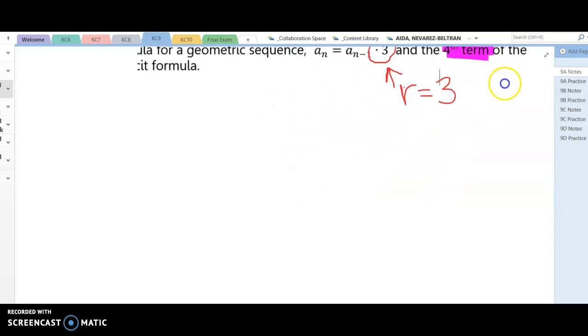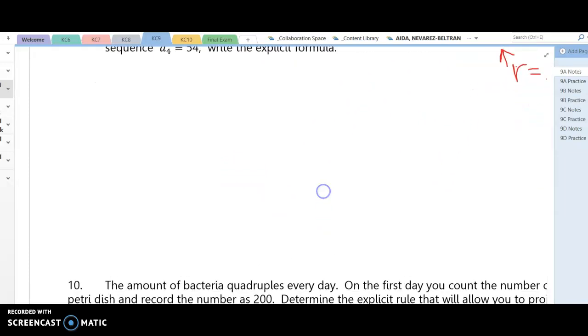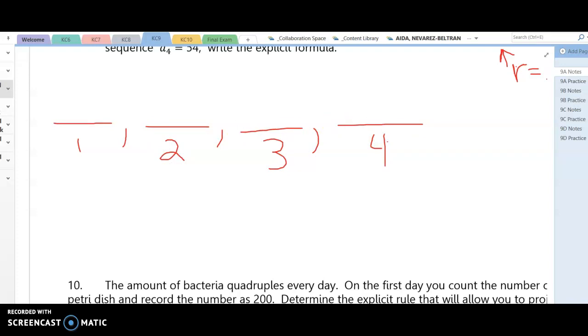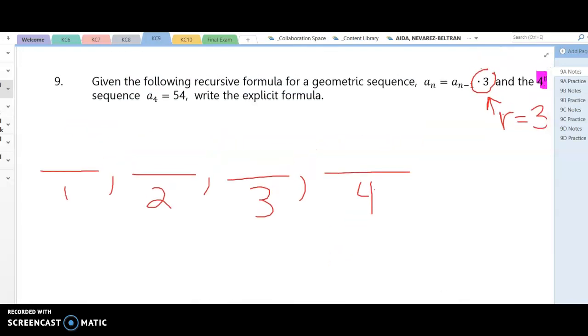So if we were going to write it out, we would have the first number, the second number, the third number, and then the fourth number. It tells you the fourth number is 54, so we're going to fill in that the fourth number is 54. You have to figure out A1 in order to write your sequence. To do that, you know that the common ratio is 3.